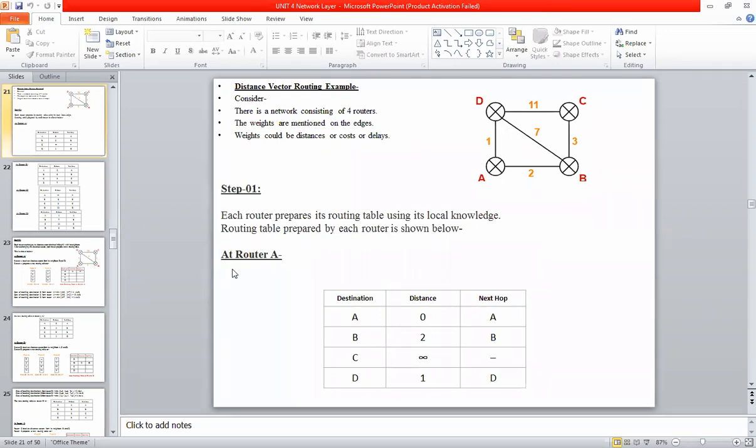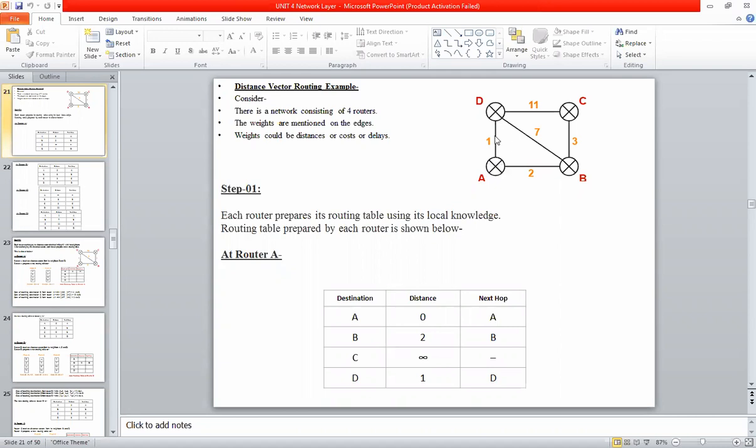I will take an example of how we are going to update the routing table, considering router A. A is a destination, B is a destination, C is a destination, and D is a destination. Only 4 routers are considered here: A, B, C, and D. What is the distance for destination A? For router A there is no distance to reach itself, so the distance is 0.